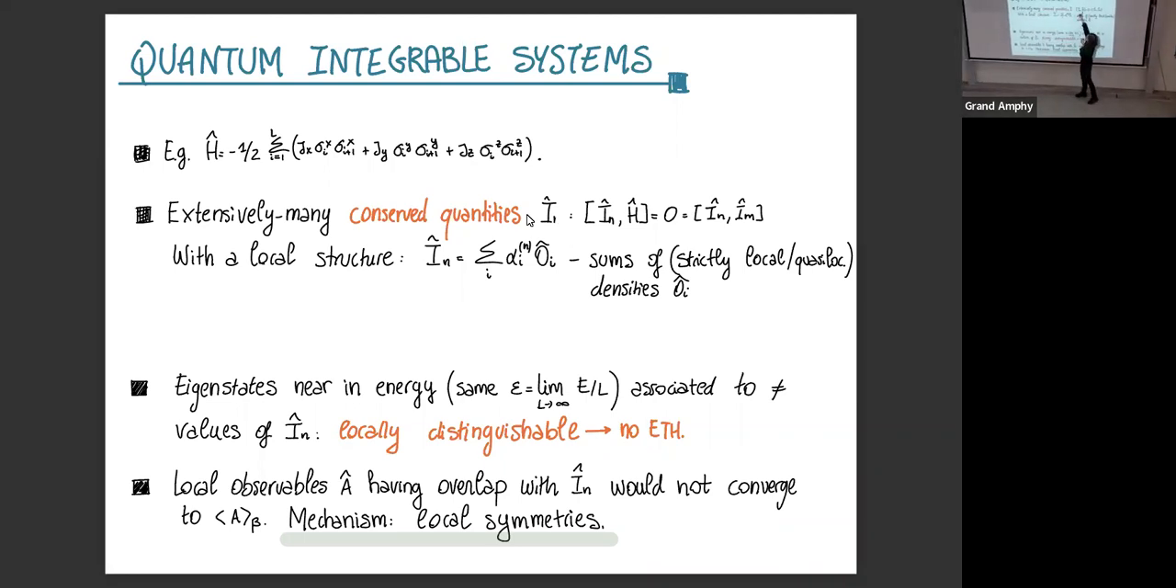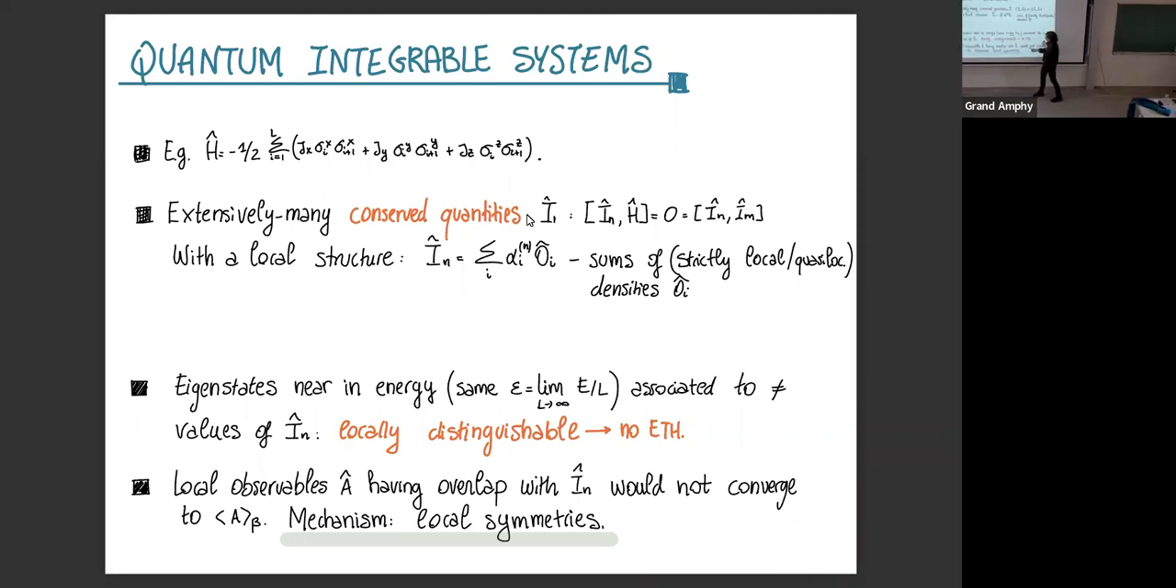So these can be diagonalized simultaneously with your Hamiltonian. So your eigenstates are also eigenstates of all of these operators. And the quantum number associated to this operator in two different eigenstates can be different. So if you were able to measure these operators, you would be able to distinguish between these eigenstates. So these eigenstates are not locally distinguishable, and ETH breaks down.